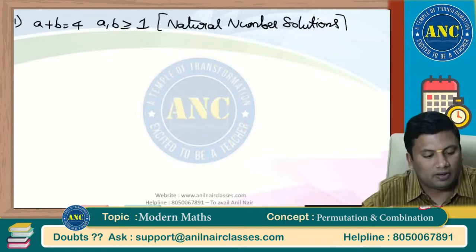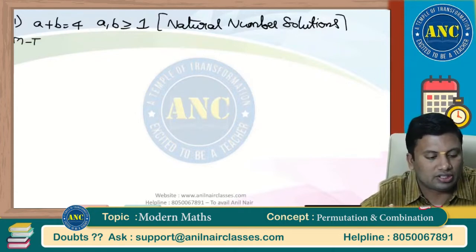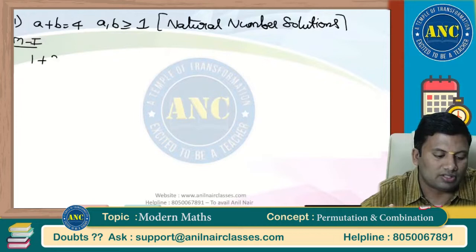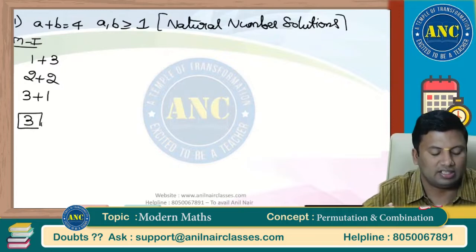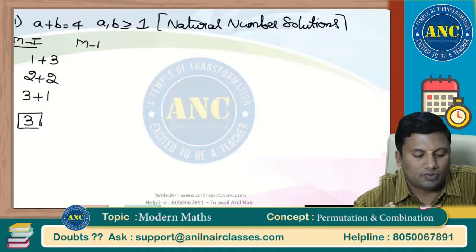a plus b equivalent to 4. One is the traditional method. How students will solve is, they will count it. 1 plus 3, 4. 2 plus 2, 4. 3 plus 1, 4. So there are 3 solutions. Answer is 3. Method number 2, which we popularly call the gap method.